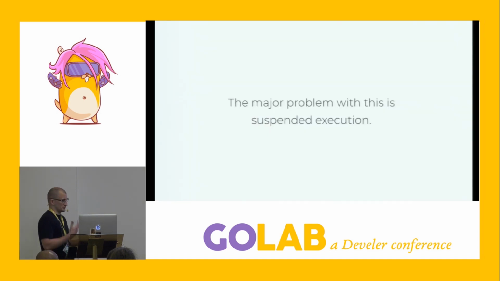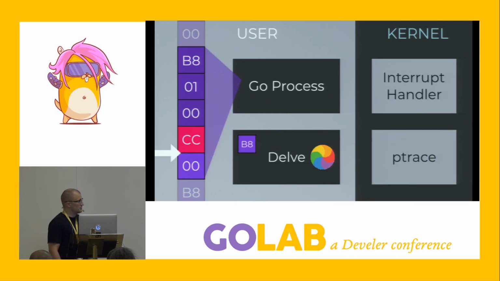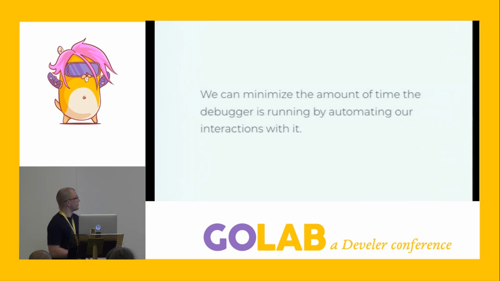So this is great. We can intercept our code where we want to intercept it, but the major problem with this is suspended execution. Back before, when Delve was just spinning there, that can take an arbitrary amount of time, and while it's running, your process is not running. So if you're using these techniques to instrument live systems where performance is critical, this isn't really viable.